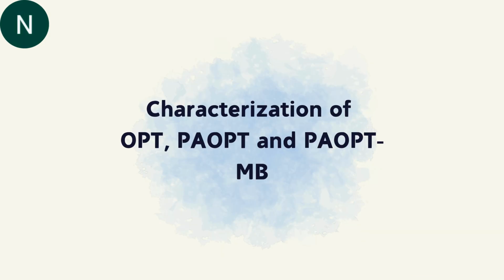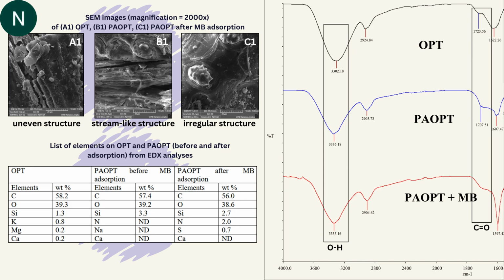So next, we move to the characterization of OPT, PaOPT, and PaOPT plus MB. First, we will start with the functional group under FTIR. As you can see, the first broad peak indicates the OH group. And from PaOPT to PaOPT plus MB, the wavelength slightly decreased, and it is because of the complicated process that involves cationic methylene blue dye with hydrochar. And next, we move to the peak at 1700 that indicates C double bond O. As you can see, it was eliminated at PaOPT plus MB because a significant amount of cellulose, hemicellulose and lignin was eliminated during the process.